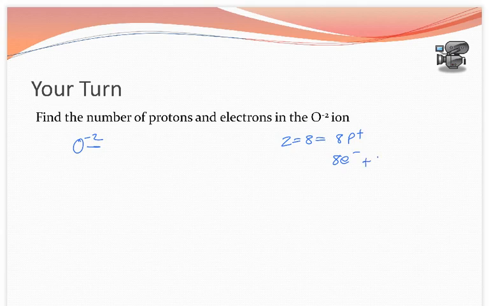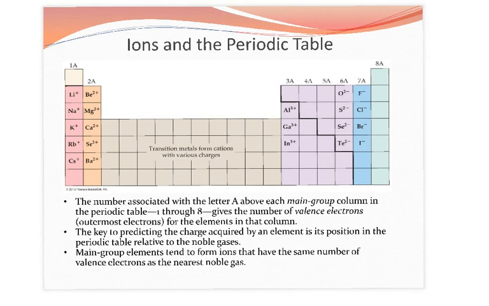So now we're adding 2 electrons. And so this gives us 10 electrons and 8 protons. We can also predict the charge on our ions based on the position on the periodic table for some elements, usually the main group elements.